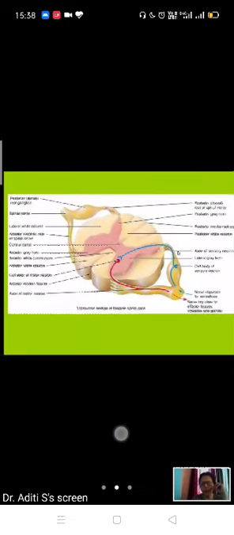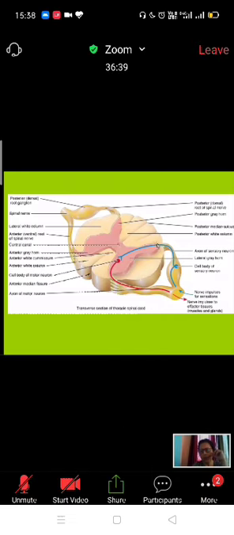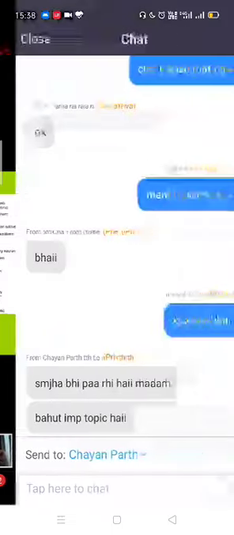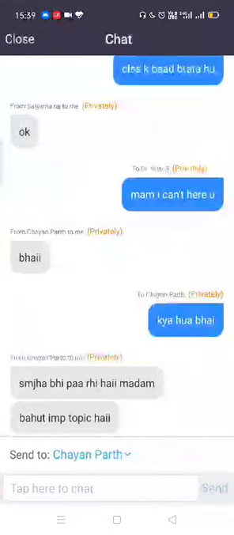This is the ventral root. Dorsal root is entering into the spinal cord through this posterior lateral sulcus, and anterior root is coming out through the anterior lateral sulcus. They combine to form the spinal nerve to the periphery.